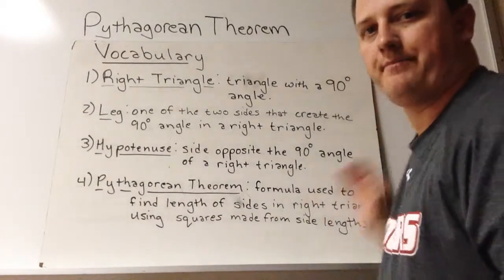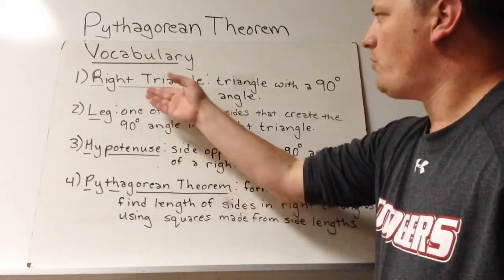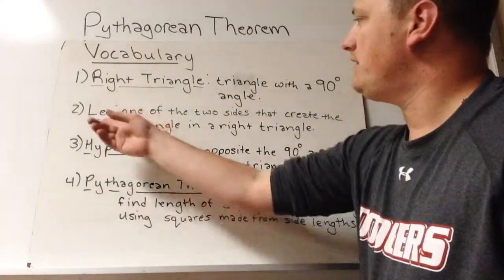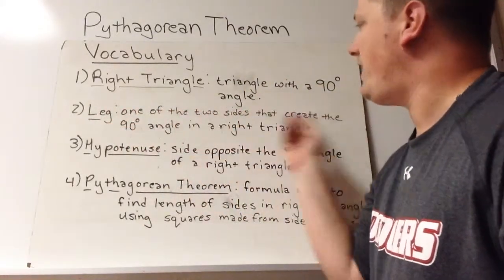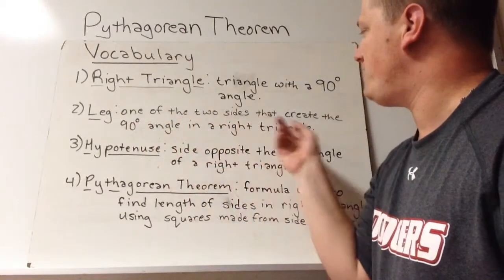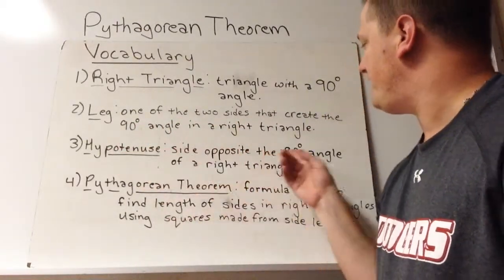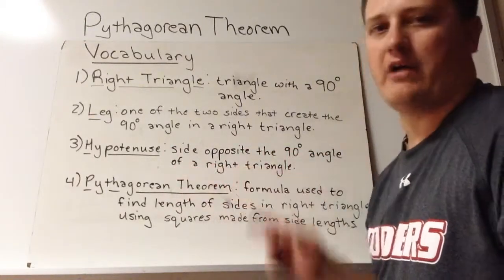Our vocabulary: right triangle, a triangle with a 90-degree angle. Leg, one of the two sides that create the 90-degree angle in a right triangle. Hypotenuse, the side opposite the 90-degree angle of a right triangle.